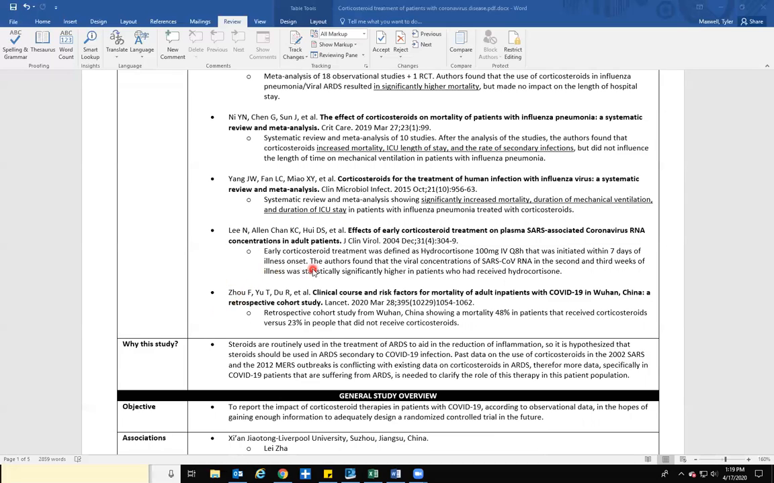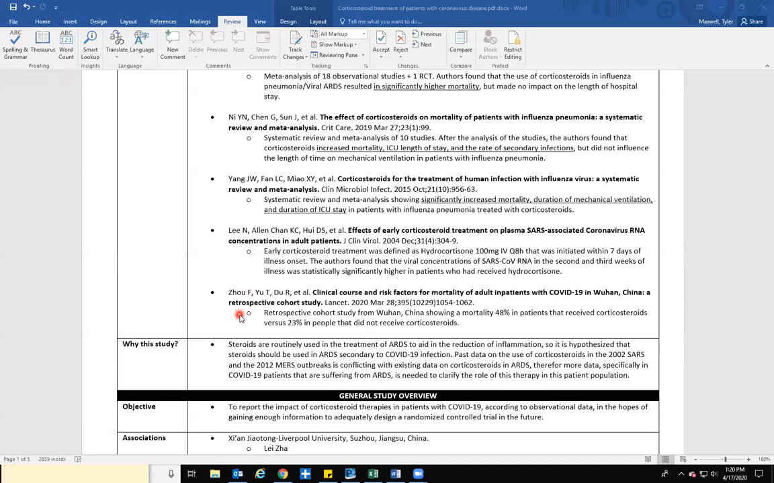In this study, they treated with hydrocortisone 100 milligrams IV every 8 hours within 7 days of the illness onset. They found that when they gave the corticosteroids, viral concentrations in the second and third weeks post-illness were significantly higher in patients who had received hydrocortisone, and it was hypothesized that this is going to lengthen the duration of treatment that was necessary for these patients.